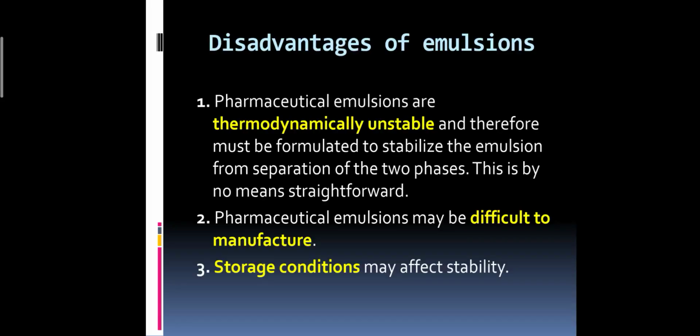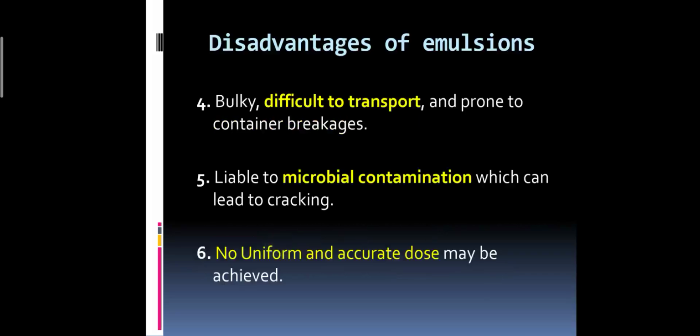The second one is that they are very difficult to manufacture because there are certain factors which we have to consider while making our emulsion. The third one is that storage conditions may affect stability. If we store an emulsion in a dry or humid or very high temperature place, then the drug may become unstable or deteriorate. So we must keep that in mind.